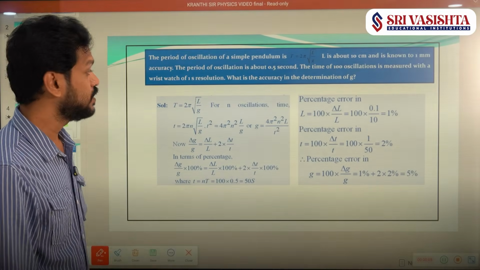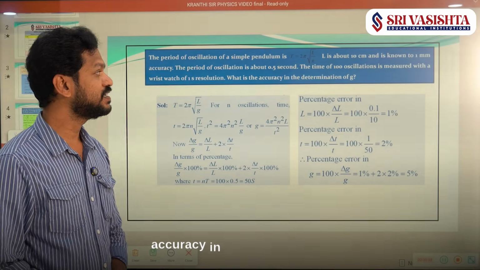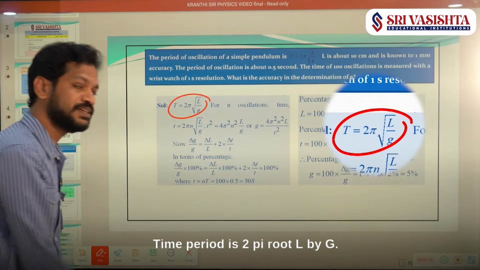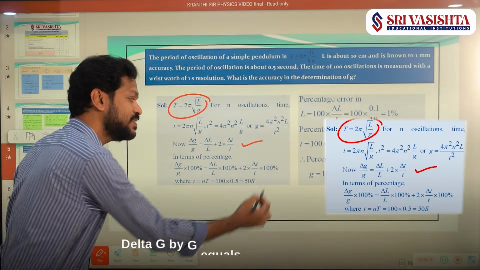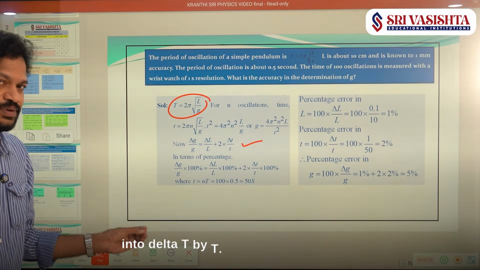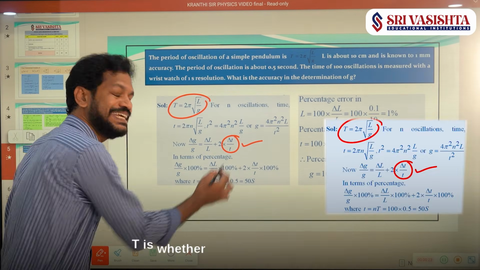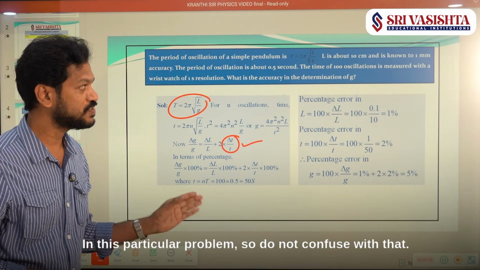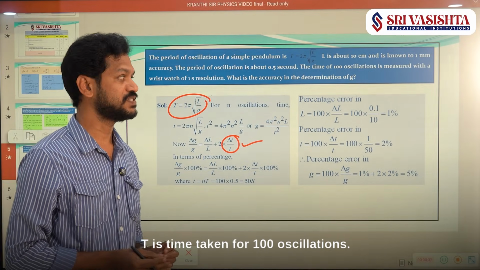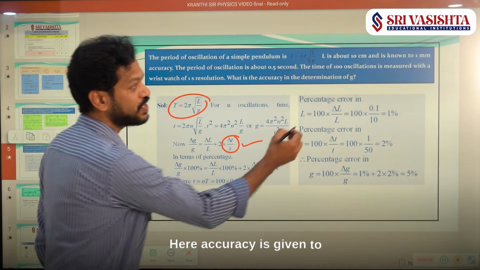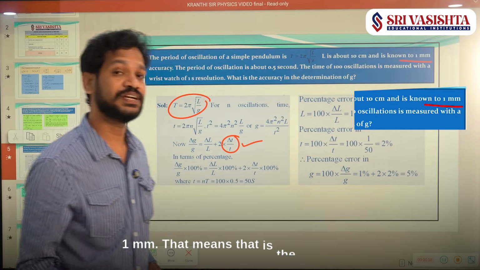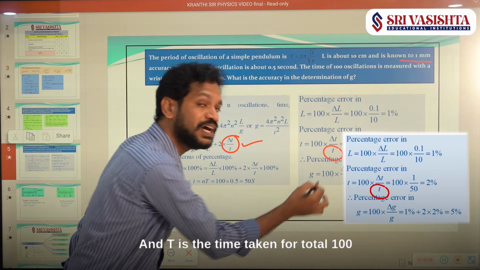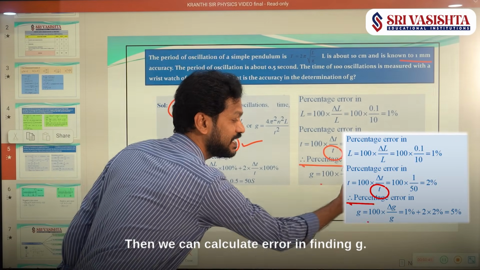This is one more example. Look here, we are going to find accuracy in determination of g. So what is the general formula? Time period is 2 pi root L by g, and what is the error in g? Delta g by g equals delta L by L plus 2 into delta T by T. But here a doubt comes: T is whether time period or time taken for 100 oscillations. In this particular problem, don't confuse with that. T is the time taken for 100 oscillations. And one more important point here, accuracy is given to 1 mm. That means that is the least count. We have to take that as least count, and T is the time taken for total 100 oscillations. Then we can calculate error in finding g.